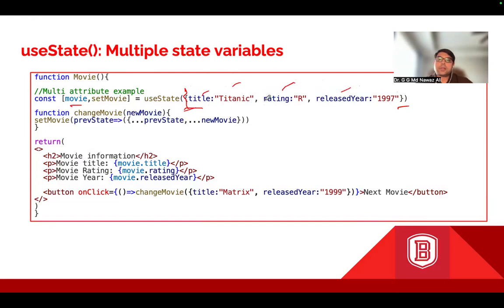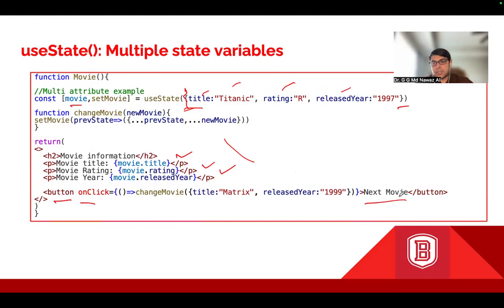Okay, so these are the initial values. Here we see that we are displaying movie.title, movie.rating, and movie.releasedYear. So it will display these three pieces of information.